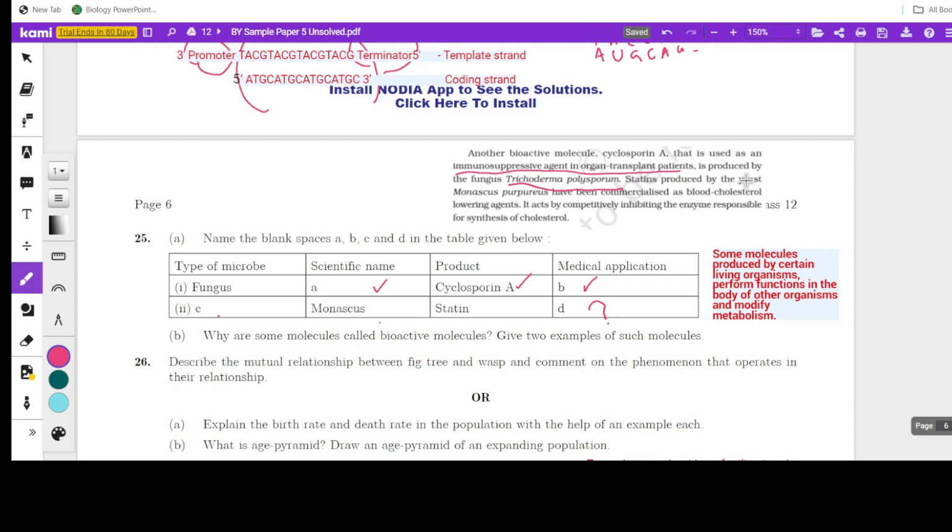And what is the organism? It is again a fungus, yeast. So, blood cholesterol controlling agent. And what is the bioactive molecule product? It's statin. Why are some molecules called bioactive molecules? Bio means we get them from biological organisms, that is, living organisms, and we use them to modify our metabolism. They actively take part in our metabolism, so they are called bioactive molecules. Give 2 examples of such molecules. Again you can write the same: cyclosporin A and statin are the examples.